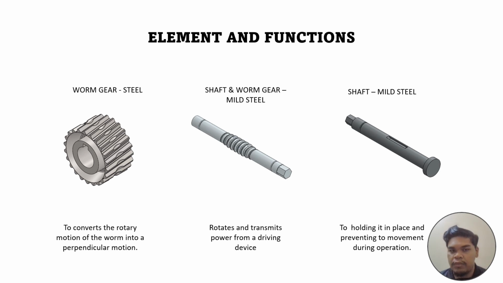Elements and functions. First is the worm gear, the material is steel, and its function is to convert the rotary motion of the worm into perpendicular motion. The second is the shaft and worm gear, with mild steel material, and the function of the shaft and worm gear is to rotate and transmit power from the driving device. And lastly is the shaft, with mild steel material, and its function is to hold it in place and prevent it from moving during operation.